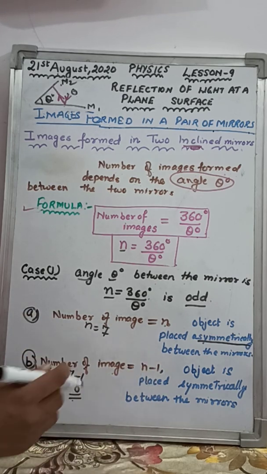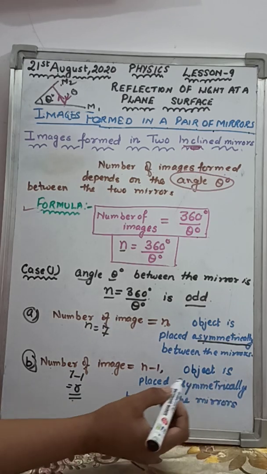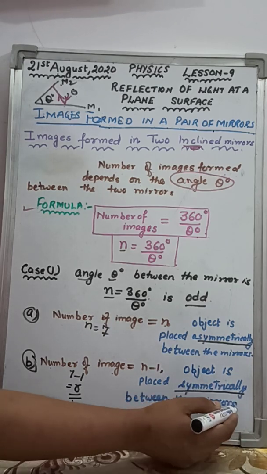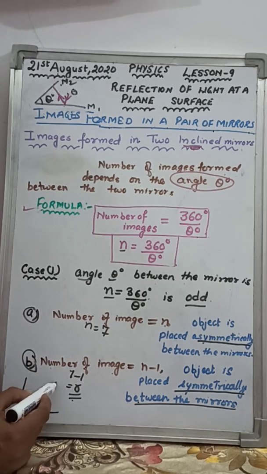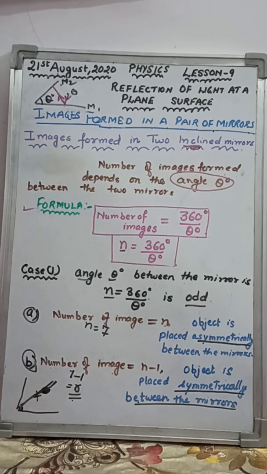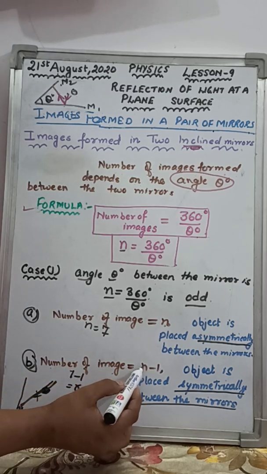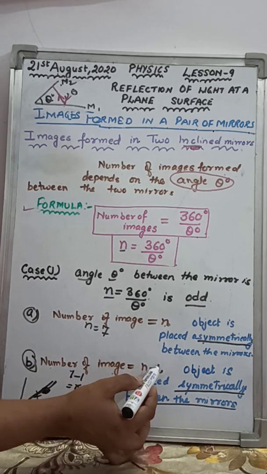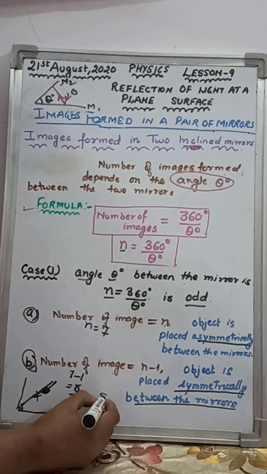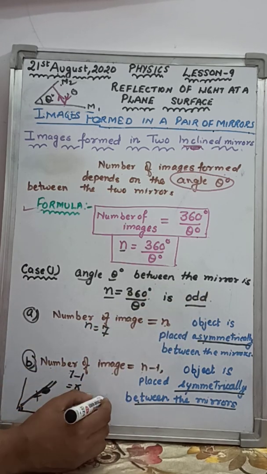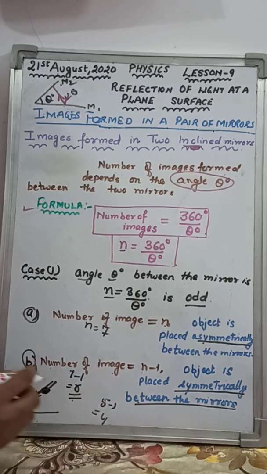Why will you subtract 1? Because the object is placed symmetrically between the mirrors. Symmetrically means it lies on the bisector of the angle. Suppose this is an angle. When you bisect this angle, and an object lies on this bisector, then for the number of images which is coming odd, you will subtract 1. Like 7 minus 1 will be 6. If the number of images is coming 5, then 5 minus 1 will be 4.